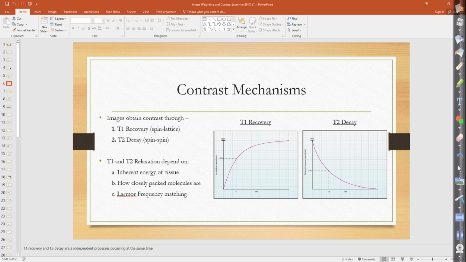So we obtain contrast through three things: T1 recovery, which is also called spin lattice. We're talking about how our hydrogen spins are losing energy to their surrounding environment. And then T2 decay, which is also called spin-spin, so we're losing energy to our neighboring spin. And the T1 and T2 relaxation depend on these three things, and we discussed those: the inherent energy of the tissue, how closely packed the molecules are, and the matching of the Larmor frequency.